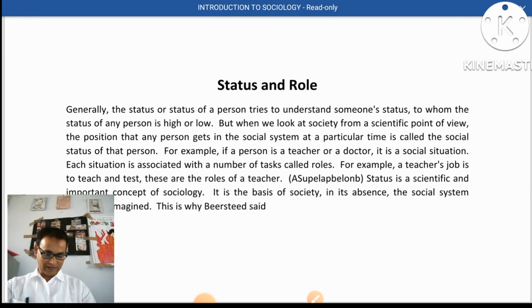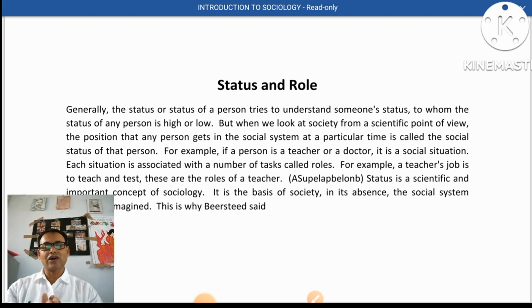Status and role. Earlier we have discussed social group, family, association, institution, what is sociology, subject matter, and scope of sociology. Status and role is a very important concept in sociology. So everyone, say, what is your status, what is his status? Here we will understand status and role in a universal, scientific manner in sociology.